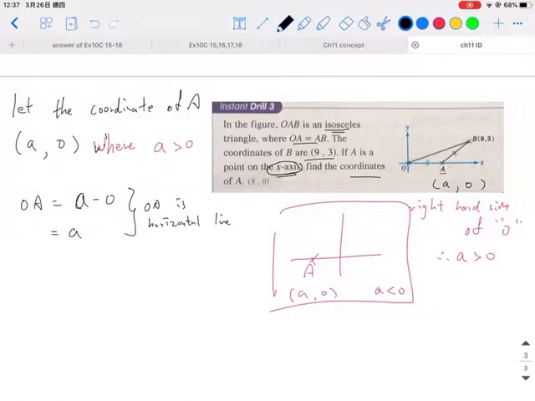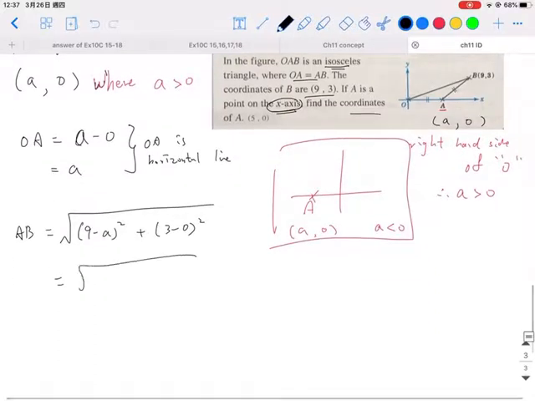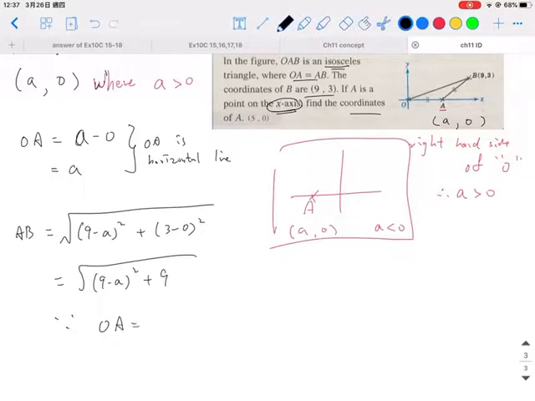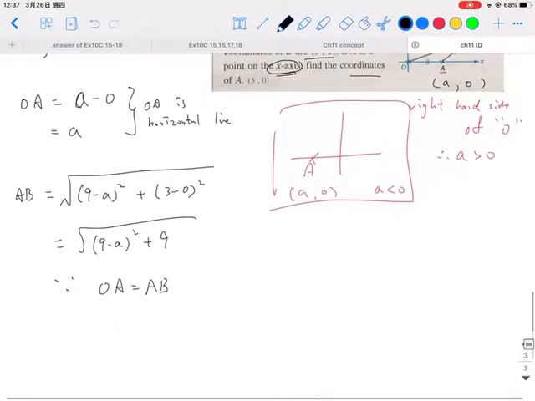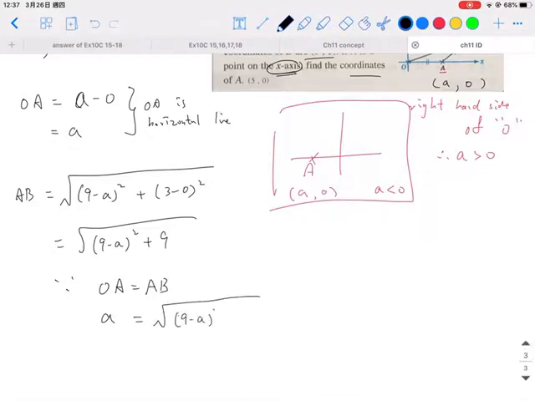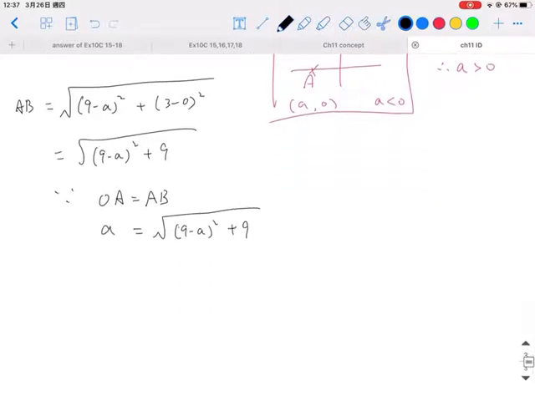For the second part, AB, I apply the distance formula: the square root of (9 minus a) squared plus (3 minus 0) squared, which is equal to the square root of (9 minus a) squared plus 9. Then how can I find the value of a? Because OA is equal to AB, OA is a and AB is the square root of (9 minus a) squared plus 9. How can I solve this equation? The first step is to square both sides.